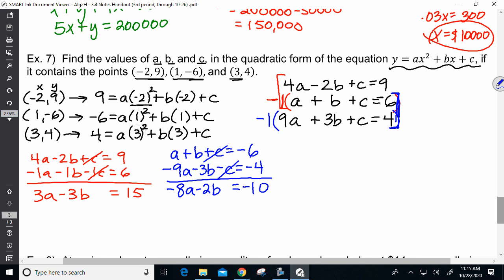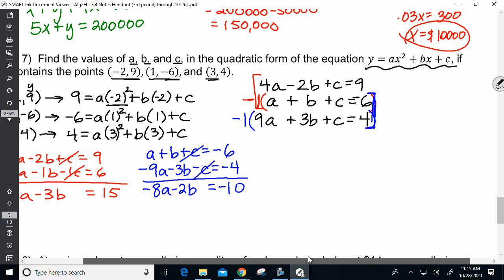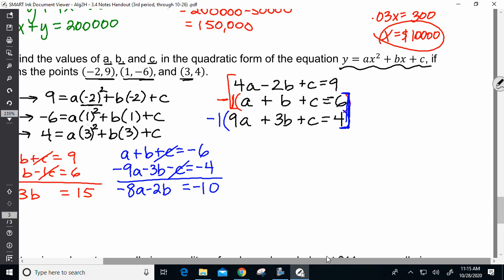So now we have two equations. 3a minus 3b equals 15. -8a minus 2b equals -10. Computation is real. Any questions before we continue?